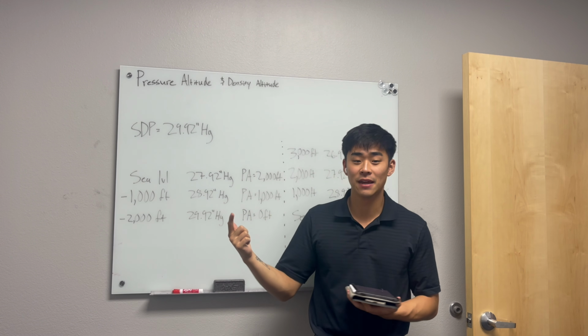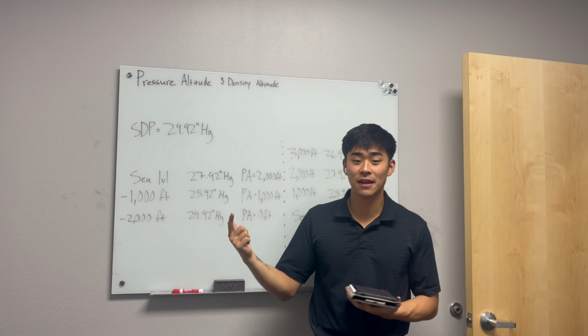Now, we know that the atmosphere changes as we change our altitude, and we call that change lapse rate. Standard lapse rate says that every 1,000 feet you gain, you will lose 1 inch of mercury in pressure, and you will lose 2 degrees Celsius. So at 1,000 feet, our pressure would be 28.92, and our temperature would be 13 degrees. At 2,000 feet, our pressure would be 27.92, and our temperature would be 11 degrees, so forth and so on.